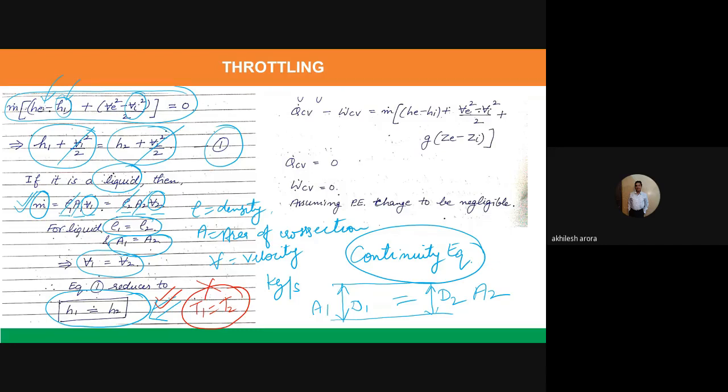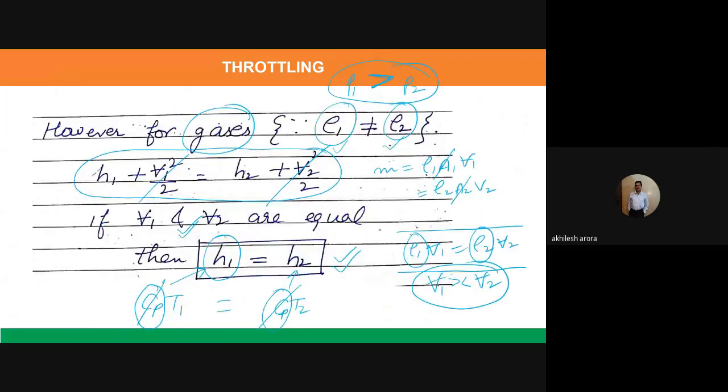So this is what throttling is. I hope this is clear to you. Mainly we need to remember that H1 is equal to H2, and it is a very important process. It happens in case of a capillary tube. You may not know what a capillary tube is. It is actually used in a window air conditioner as well as in your domestic refrigerator. Both devices use it. Not more than this will I tell you about this throttling process.